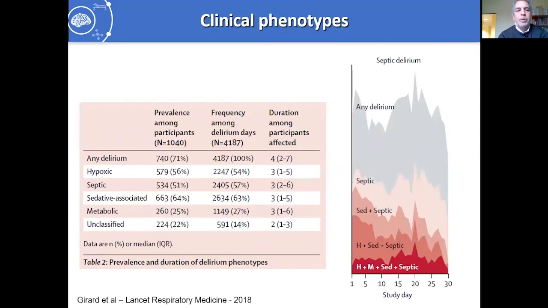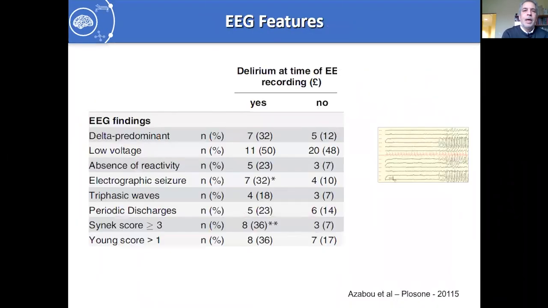Girard has shown that sepsis is one of the major causes of delirium in critically ill patients, along with hypoxemia, metabolic disturbances, and sedation. EEG features of delirium in septic patients include delta predominant activity, low voltage, electrographic seizures, but also triphasic waves and periodic discharges, and less frequently, absence of reactivity. EEG can be malignant according to the Synod score in up to 36% of cases.